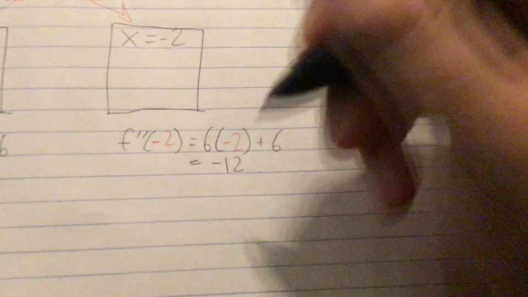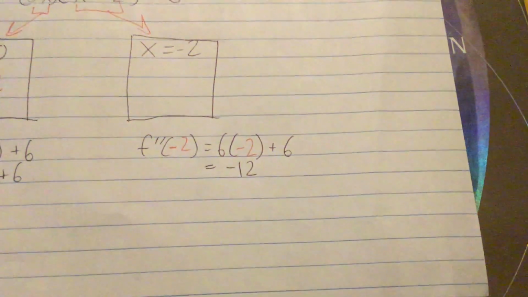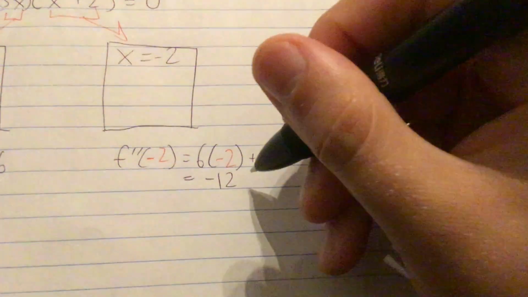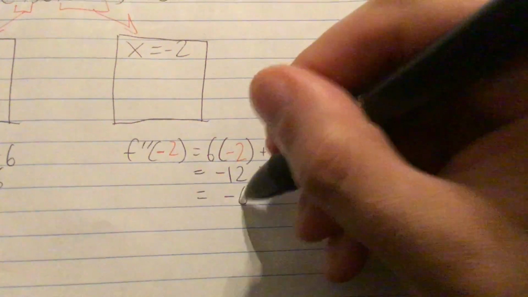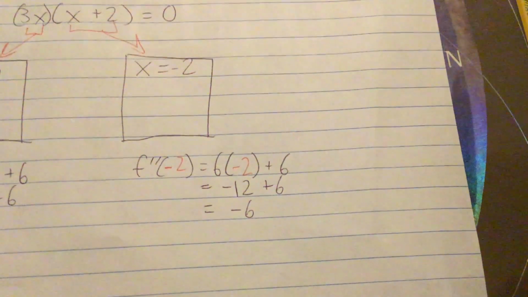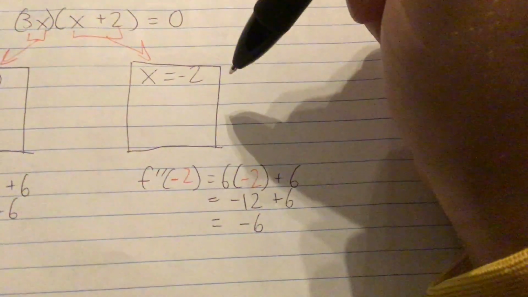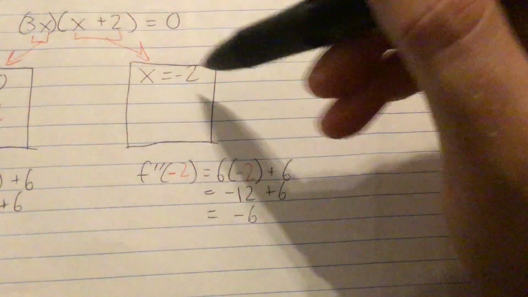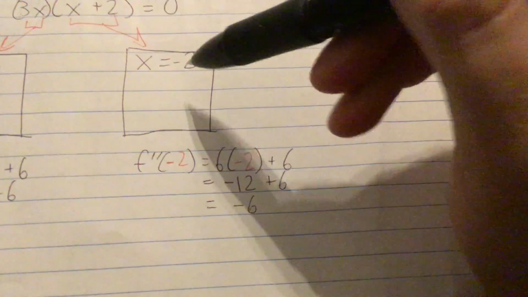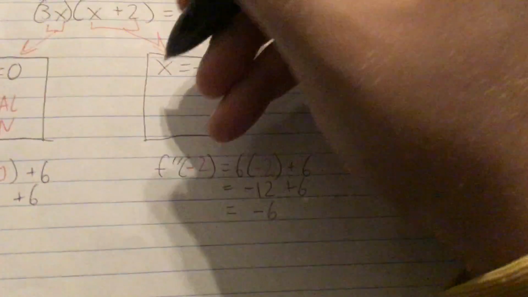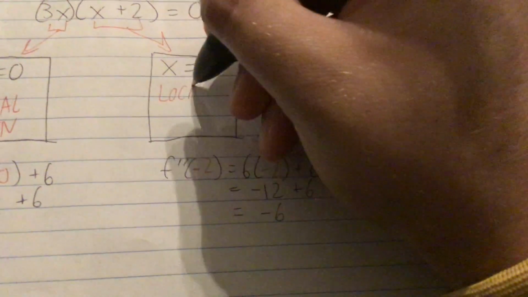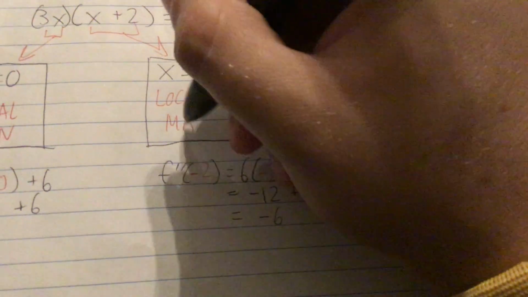6 times negative 2 would be negative 12. Let me put the focus back on. There we go, much better. Negative 12 plus 6 is negative 6. So that would tell me that my critical point at x equals negative 2 has a horizontal tangent line, and then my acceleration predicts it's about to go down. So those are the properties of a local max.